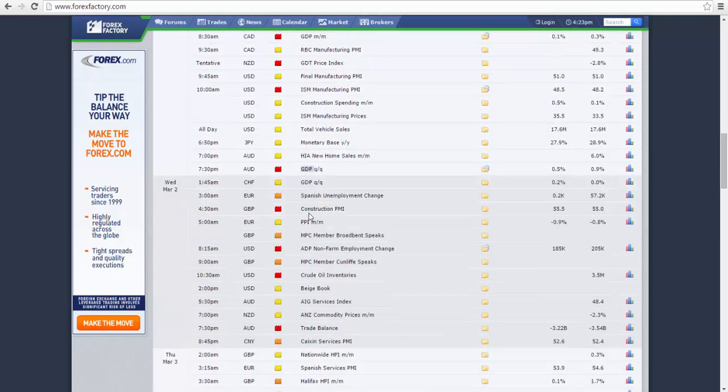ISM manufacturing PMI numbers for the US dollar, which are important, and then GDP for the Australian dollar. We have construction PMI numbers for the British pound, and then we are getting into the ADP non-farm employment change numbers for the US.